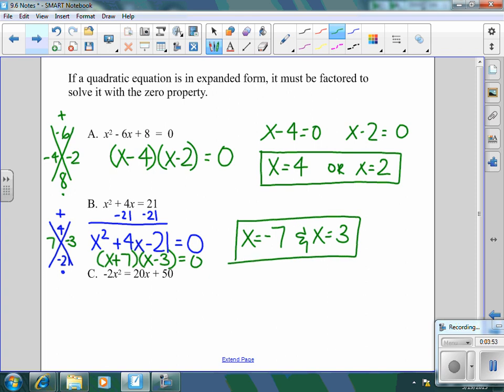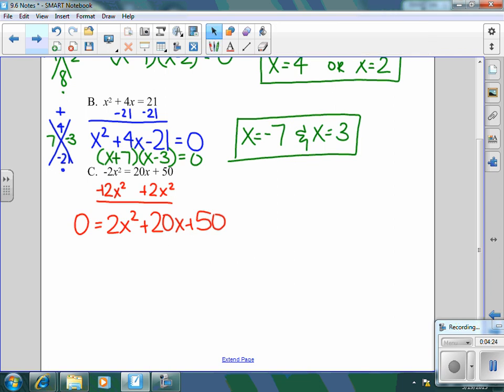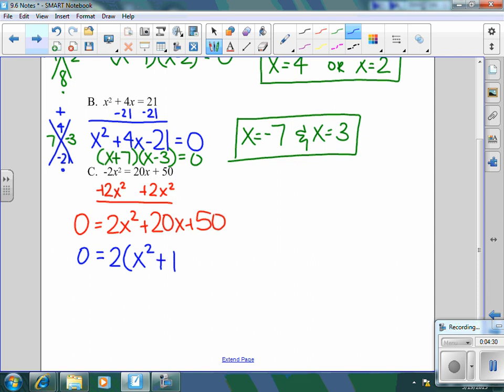Very last one, we need to make it equal 0. So what I would do is add 2x squared to both sides, because that's less work than doing it the other way around. So we end up with 0 on the left side equals 2x squared plus 20x plus 50. So before I go any further thinking about what numbers I need, I noticed that the x squared term has a 2 in front of it. So I'm going to check for a GCF, because if there is one, it's going to make my life way easier. And in this case there is, so I'm going to factor out a 2. I'm left with x squared plus 10x plus 25.